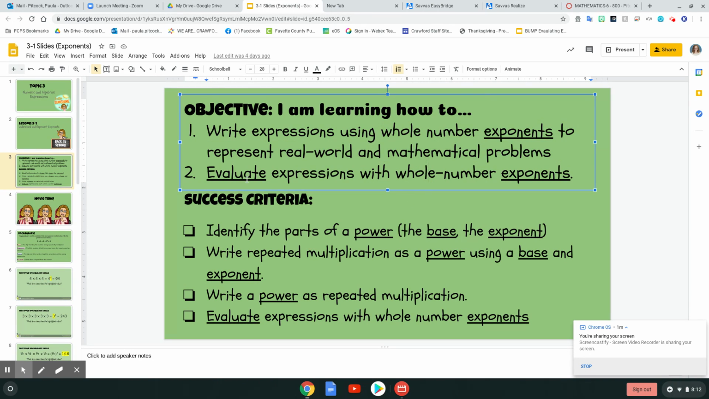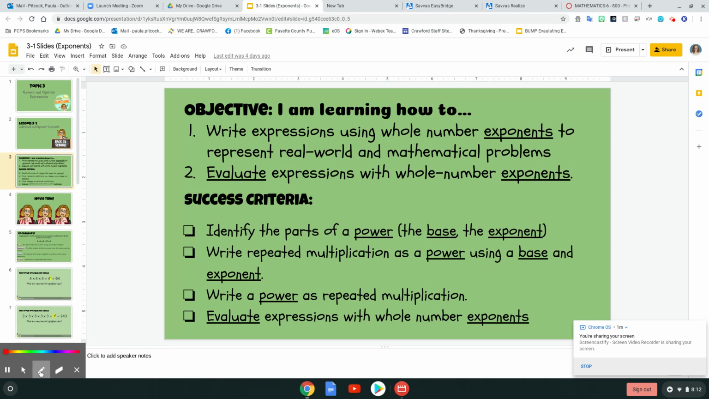And the other main goal is we want to evaluate, that means find the answer to an expression with an exponent. Okay, so this is your checklist, the things you must be able to do in order to be successful with this lesson. You need to be able to identify the parts of a power. You need to know what a power is, what is the base, and what is the exponent. So that's some vocabulary we're going to be looking for.